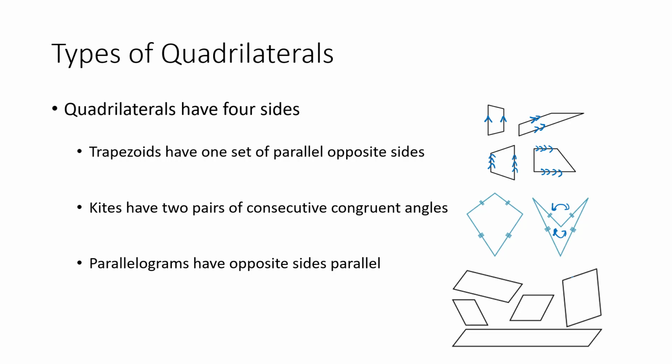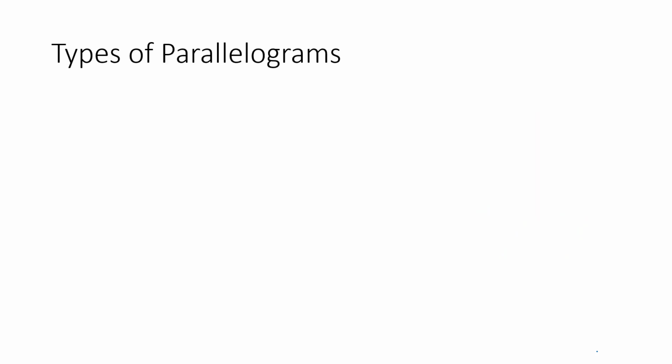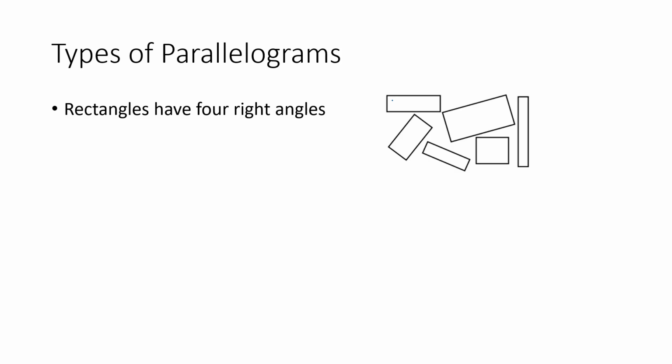The third type we're going to talk about, and we're going to spend a little more time with these, are called parallelograms. Parallelograms, similar to a trapezoid, have opposite sides parallel, but with a parallelogram, both opposite pairs are parallel. So what we end up with are these various types of parallelograms where sides 1 and 3 are parallel and sides 2 and 4 are parallel. And they can be all shapes and sizes, but the important thing is all the sides are parallel to their opposite side.